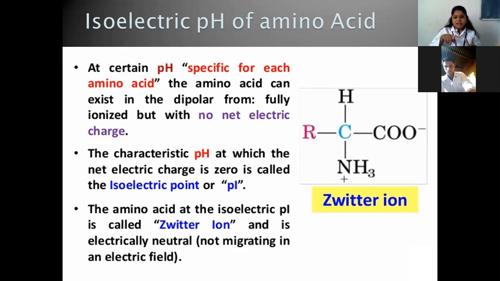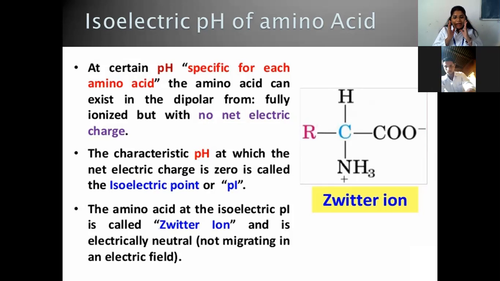Still, after passing the current, no charge is observed. Why is no charge observed, or why is movement of the charges not observed? Because there is the presence of the same number of positive as well as negative charges. That's why you will not observe any movement of the charges to the cathode or anode.